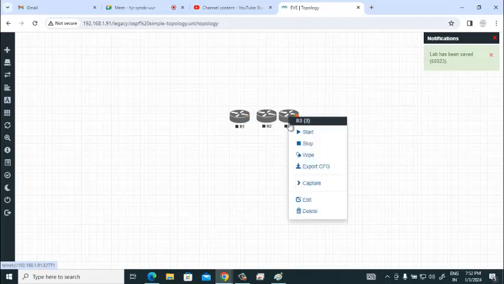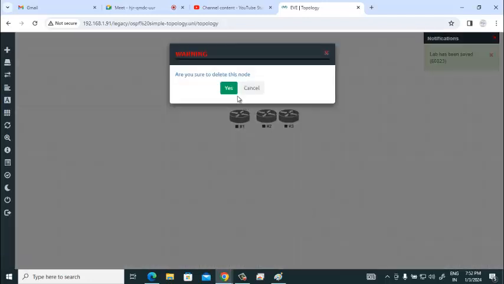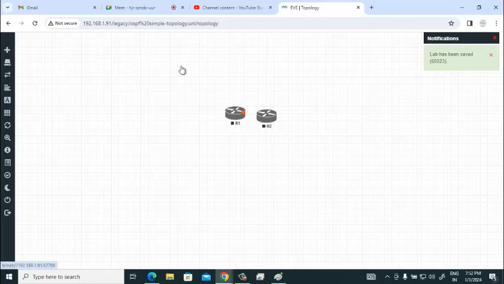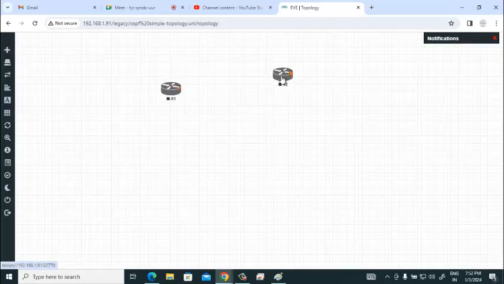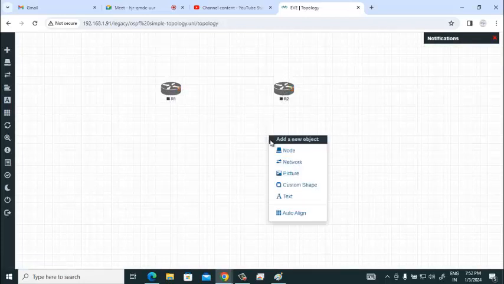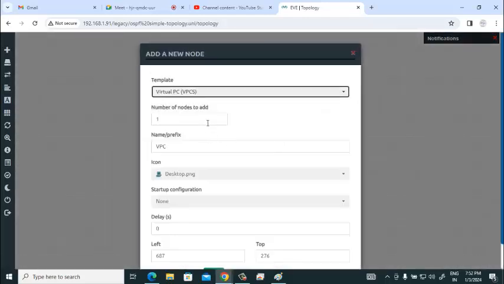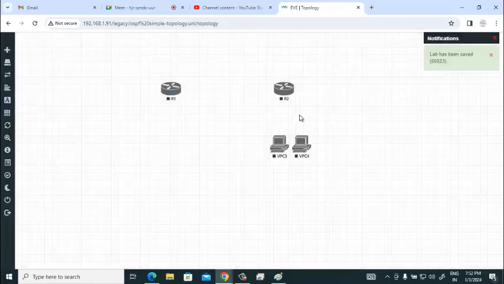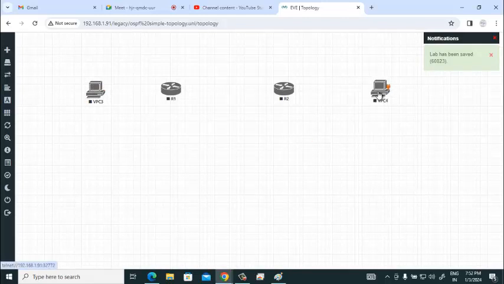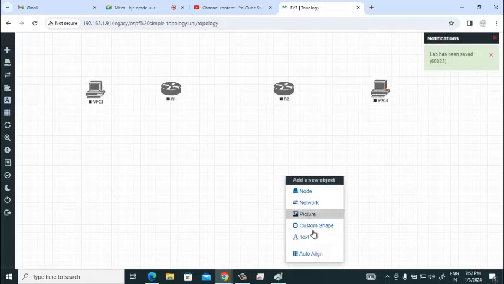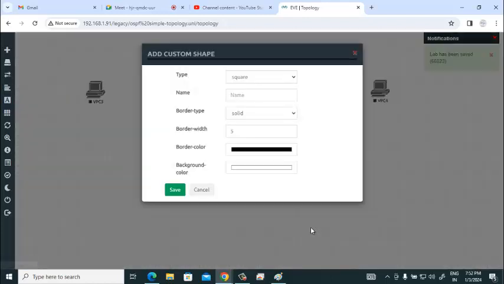I think you selected 3. That's my typing error. I did not see. Let us take only 2. And then I need 2 computers. So I say VPC, 2 computers. One goes to the left and one goes to the right. And I'm going to draw the circles. First, I'll have only 2 circles.